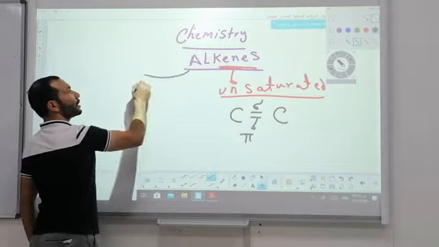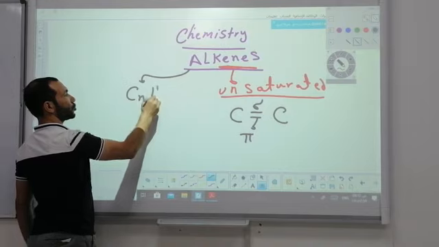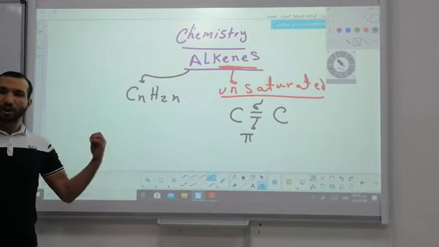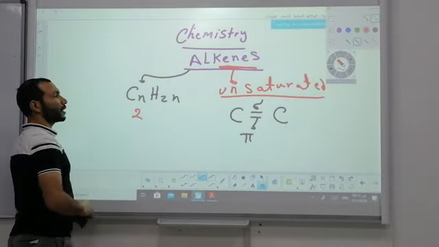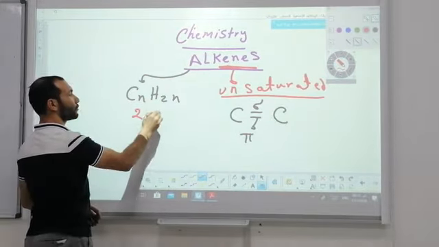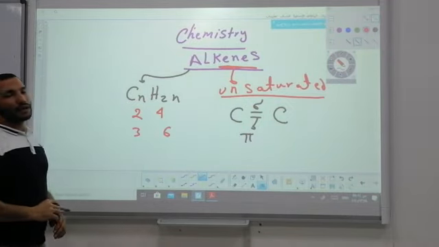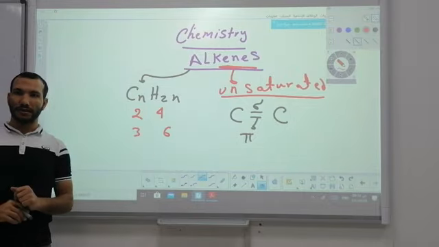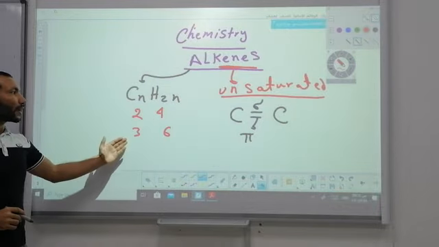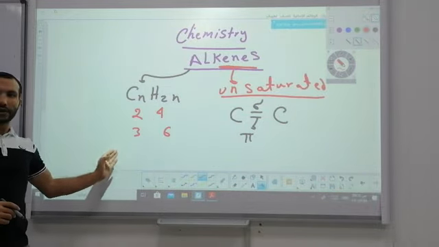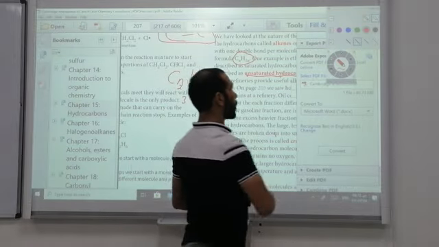Number two, the general equation of alkenes: CnH2n. The meaning of CnH2n is that if you choose 2 carbons, there will be 4 hydrogens. If you choose 3 carbons, there will be 6 hydrogens. This is the meaning of alkenes. Number one, they are unsaturated hydrocarbons. Number two, the equation, for example C3H6.